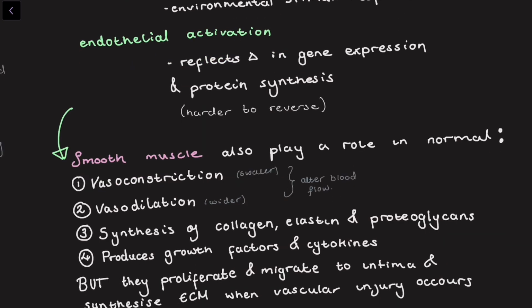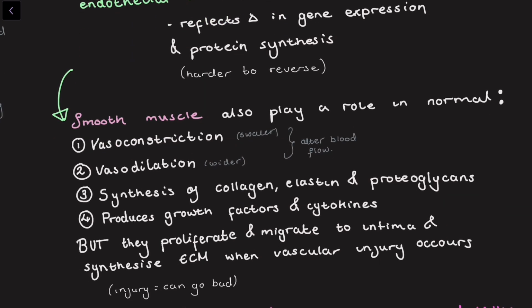As well as endothelial cells playing a role in causing difficulties, the smooth muscle cells also play a role. So normally they allow for vascular constriction, so they go smaller, they make the lumen smaller, and vasodilation, so they make the lumen larger, allowing us to alter the flow of blood. They're key in the synthesis of collagen, elastin and proteoglycans, as well as the production of growth factors and cytokines.